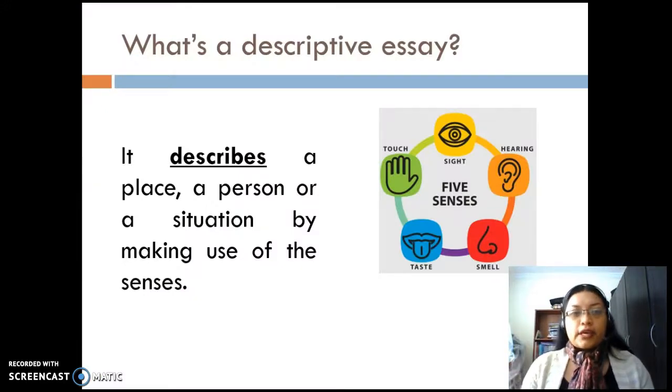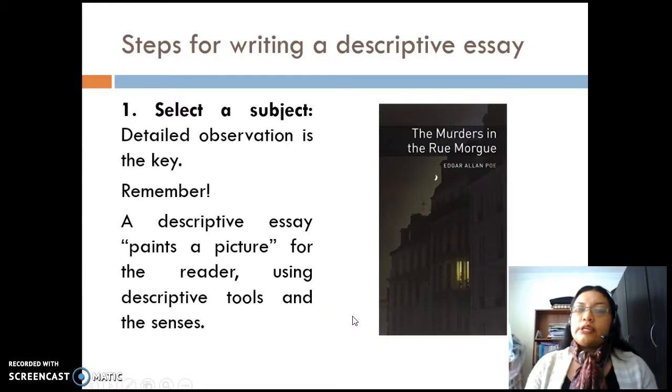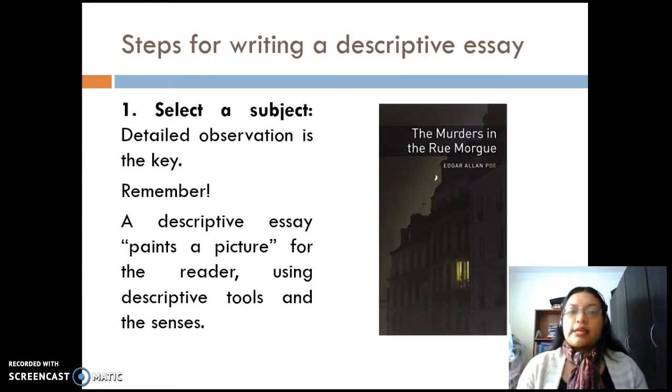So the first thing is, what is it? What is a good definition for a descriptive essay? It describes a place, a person, or even a situation by making use of the senses. So remember the senses: we have sight, hearing, smell, taste, touch. Very good. Okay, so you need to follow some steps for writing a descriptive essay.